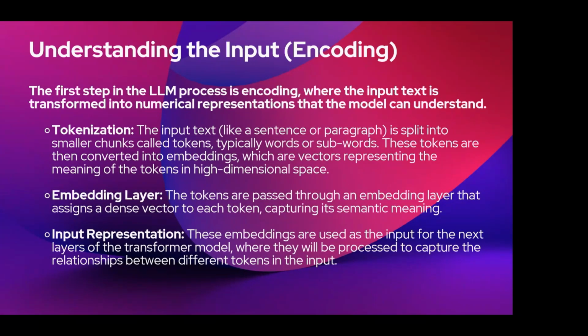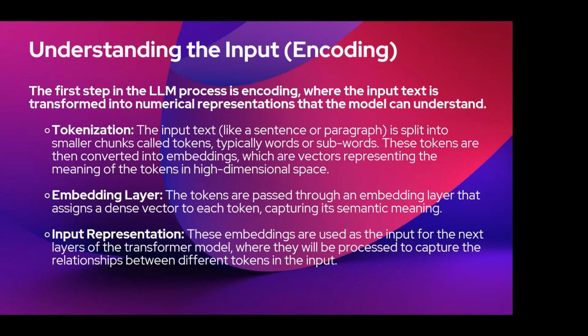First, the input text is split into smaller chunks called tokens. These are nothing but words or subwords. So, if you give a sentence like there's a car, it is broken down into smaller words. These tokens are then converted into embeddings, which are nothing but vectors representing the meaning of tokens in high dimensional space. This is actually quite complex, but let me break it down for you.